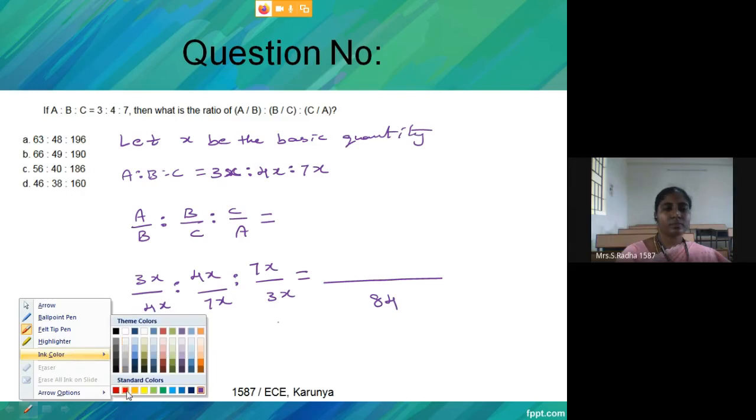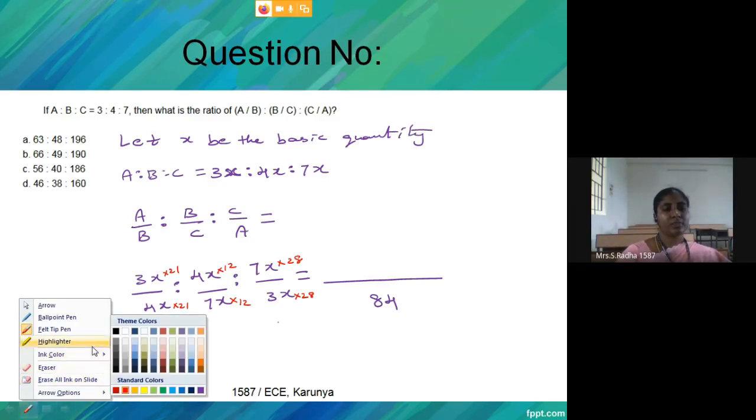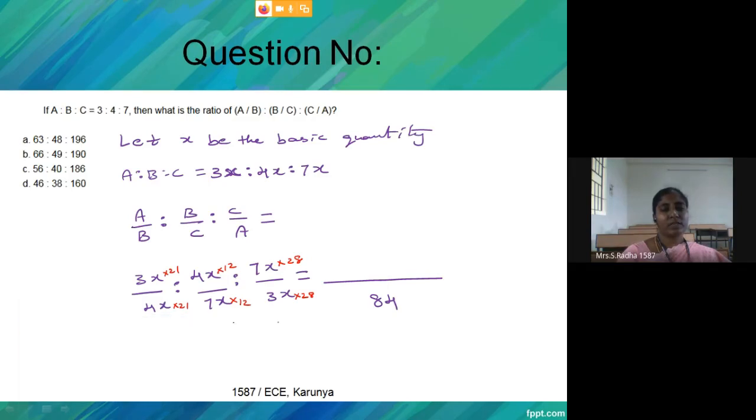So how will this 4x become 84x? You have to multiply with 21, numerator and denominator both. How will 7x become 84x? You have to multiply with 12, numerator and denominator. This one you have to multiply with 28, numerator and denominator. 4 sevens are 28. Like that, you get the numerators for all three fractions.